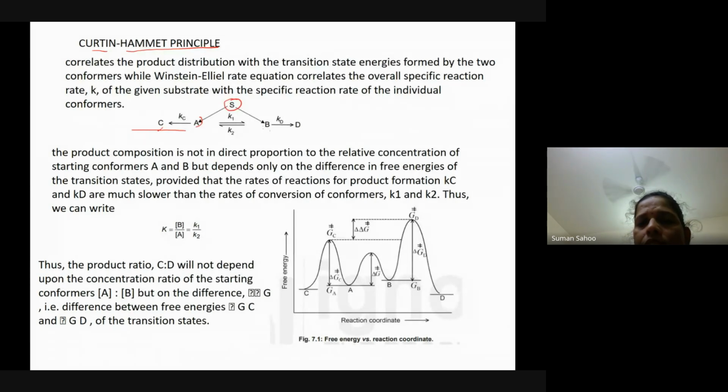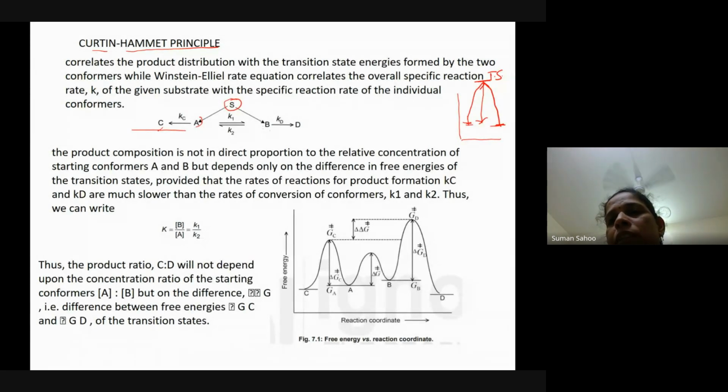So we know that the rate of a reaction depends on the energy of activation. Energy of activation is the minimum amount of energy required for a reaction. If this is the energy of reactant, this is the energy of product, then this is the energy of activation, and this one is your transition state. What is the transition state? That is your maximum energy state. It has to pass through that transition state barrier for the reaction. So the less this activation energy, the faster the reaction rate would be.